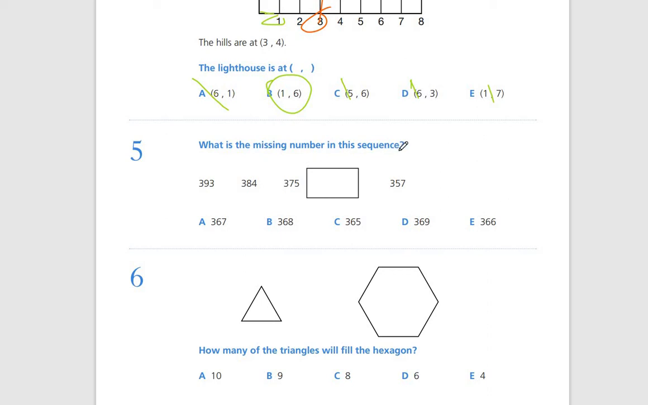Anyway, what's the missing number in the sequence? This is 393, this is 384, this is 375, this is blank, this is 357. Oh, look at what's between these. I see that between these is 9. This is 9. And then I know that the pattern is 9 between. The 375 minus 9 would be 366.